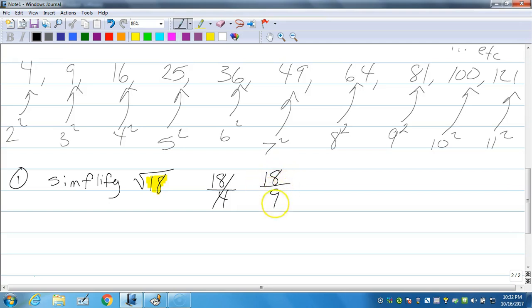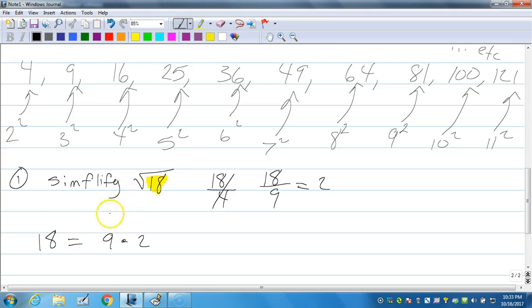18 divided by 9. Can you divide 18 by 9? Yes. 18 divided by 9 is 2. Of course, if you know the 4 doesn't work, then don't write it down. You're going to go straight to the 9 because you can do it in your head. That's fantastic. So 18 over 9 equals 2. So let me write that down. 18 is equal to 9 times 2. Right? That's what we got here.